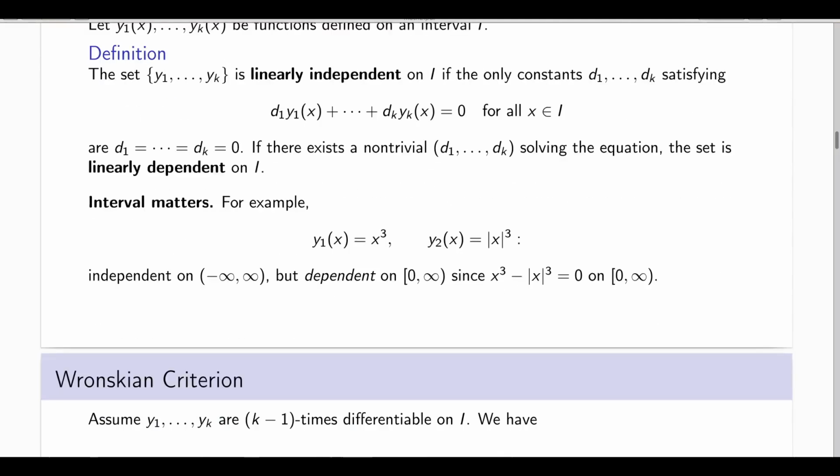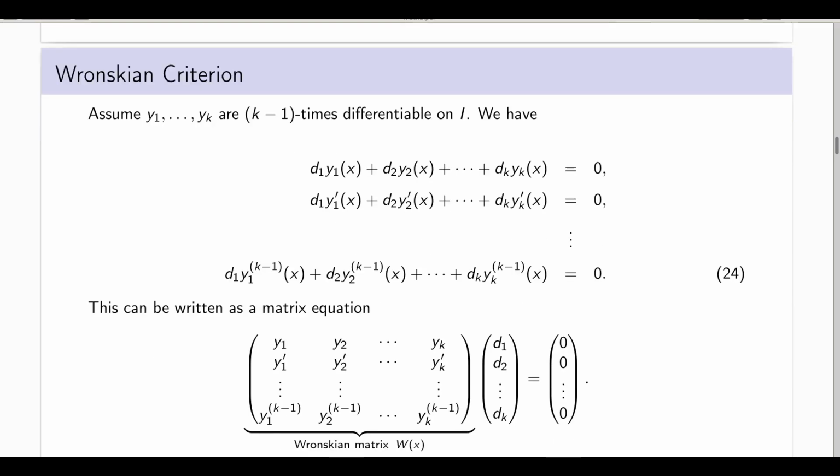When we have several functions, y1 through yk, each differentiable enough times, we can test whether they are linearly independent by looking at all their derivatives. We start from the defining equation d1y1 plus d2y2 plus dkyk equals 0, and then take its first, second, and so on, up to the k-1 derivative. That gives us a whole system of equations, one for each derivative order. We can then arrange these into a matrix, whose first row contains the functions, the second row their first derivatives, and the last row their k-1 derivatives.